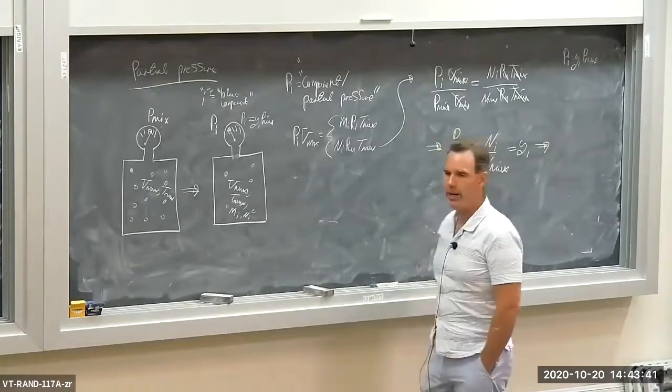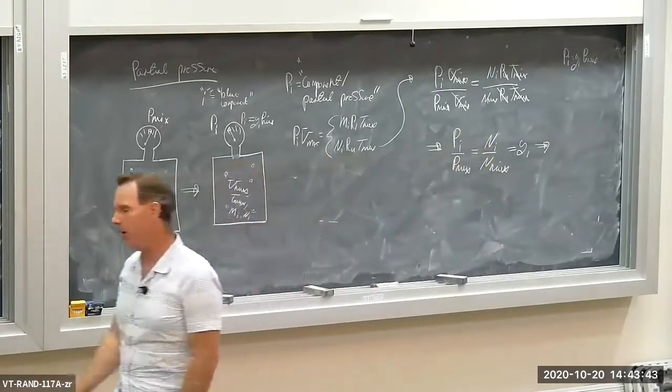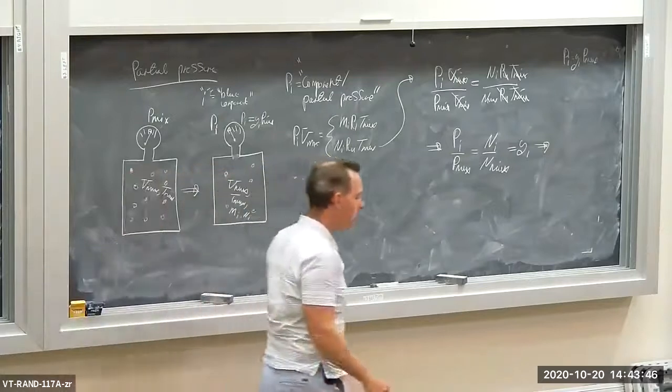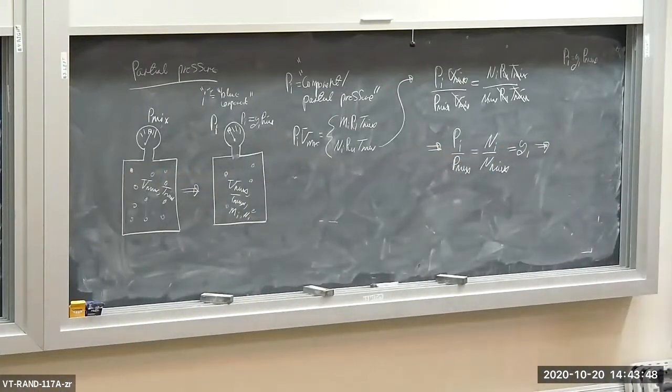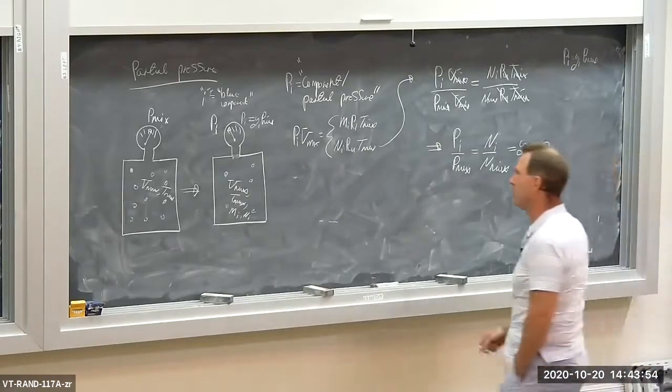Now, one thing I want to point out to you is that the sum of the partial pressures of all the components in the mixture is equal to the mixture pressure. So if I sum up all the P sub i's, I should get P mix.